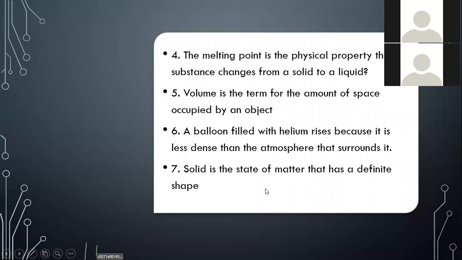All right, number 4. Number 4 is the melting point. So the physical property that a substance changes from a solid to a liquid is called the melting point. This is when we add temperature, causing the particles to speed up. And when they speed up, they get further apart and they begin to slide over each other, turning from a solid to a liquid. And this point at which that happens is called the melting point.